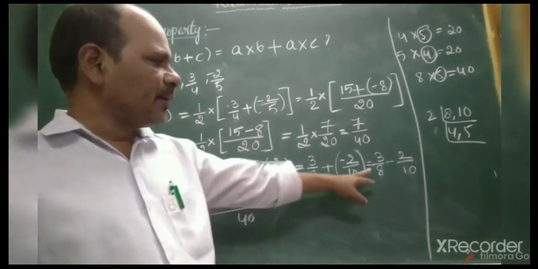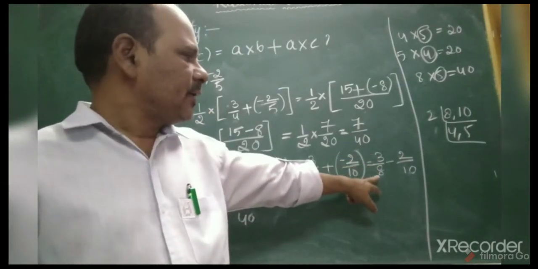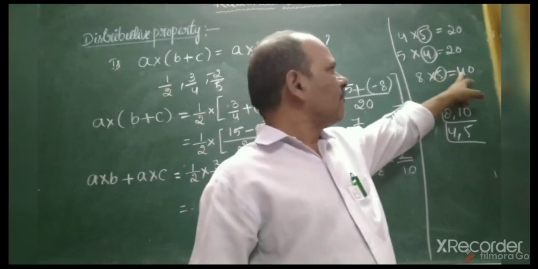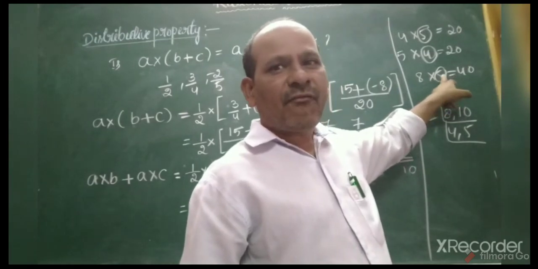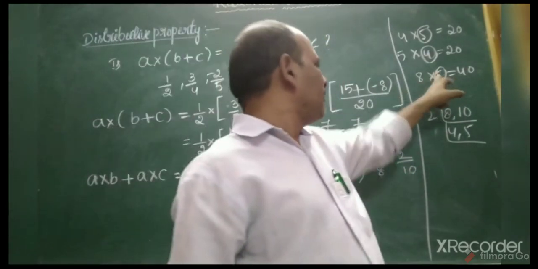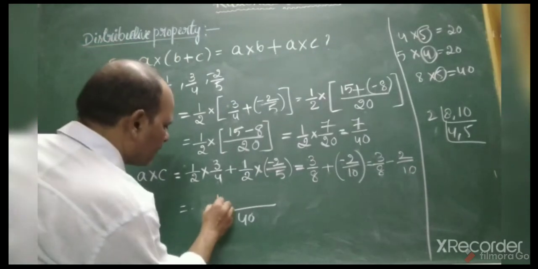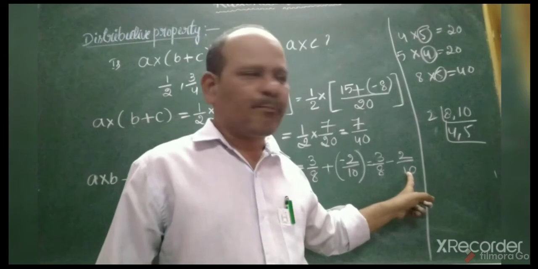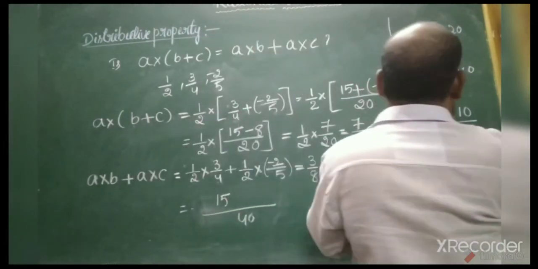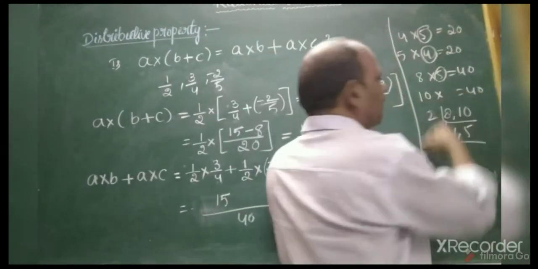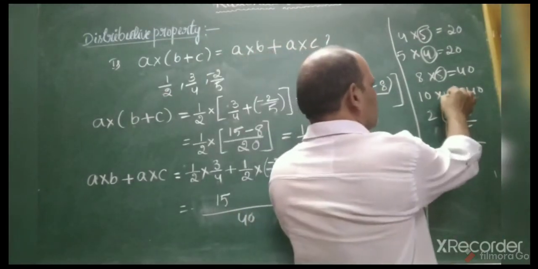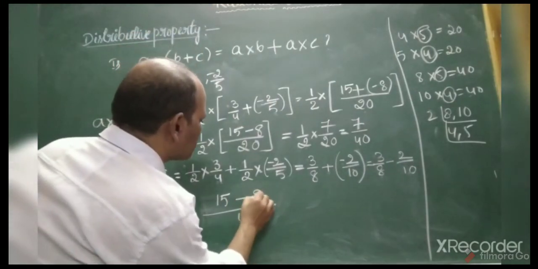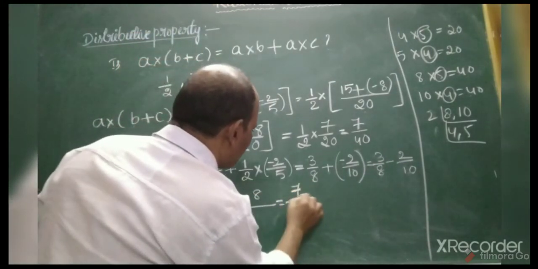Now check the first fraction, denominator is 8. 8 how many times in 40? 8 fives are 40, 5 times. That 5 into its numerator, 5 into 3, that is 15. Now, next fraction denominator is 10. 10 how many times in 40? 4 times. This 4 and numerator, 4 into 8, minus 8. Answer is 7 by 40.